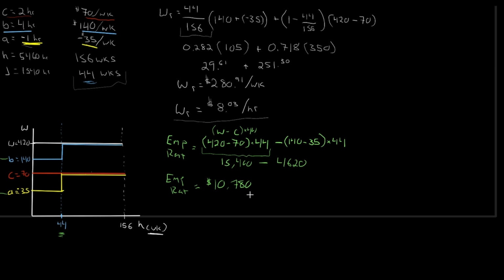Or, let's look at this a little differently. We're getting $10,780 over this 156-week period. So if we go 10,780 divided by 156 weeks at 35 hours a week, we get an hourly employment rent of $197. So by choosing to work, we are getting an hourly employment rent of $197 an hour.